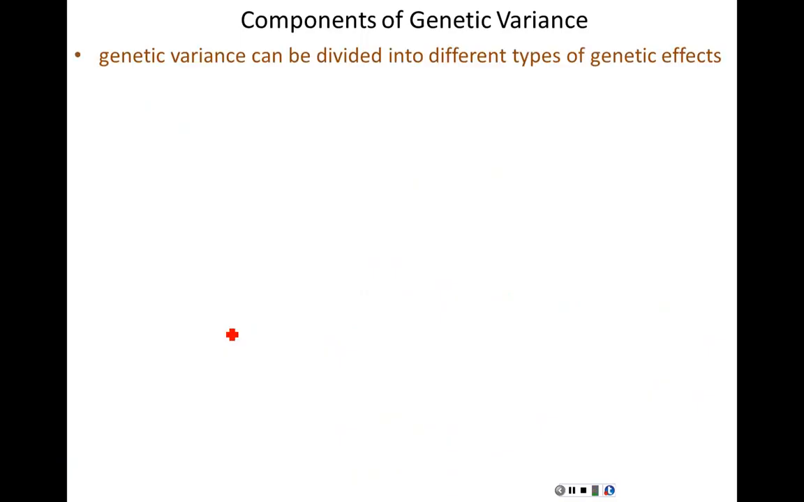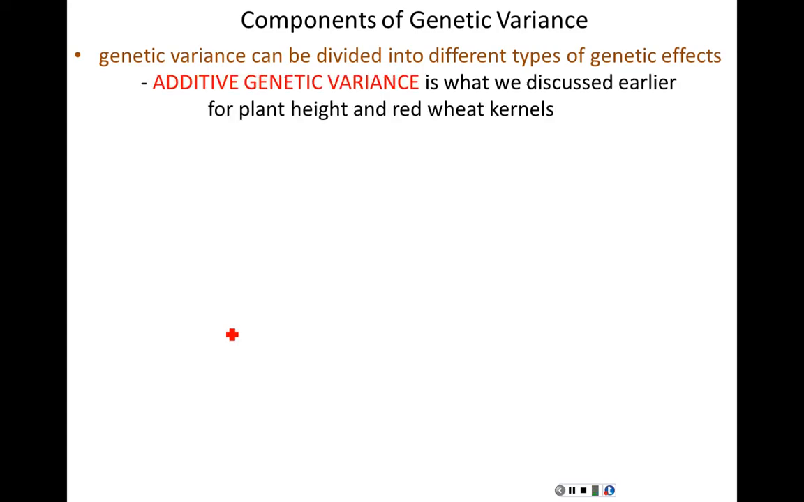Back to traditional genetic variance, though. What are the different components of genetic variance? Well, we divide genetic variance into different types of genetic effects, and we're familiar with these already. We're just giving them new names in this new framework of variance.